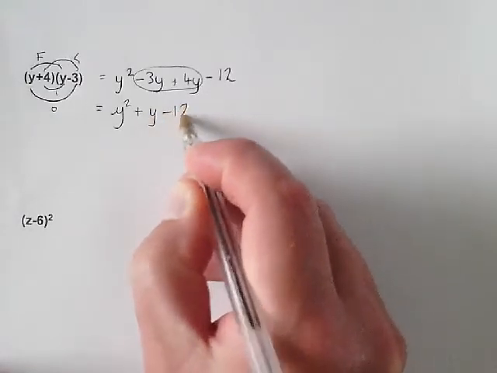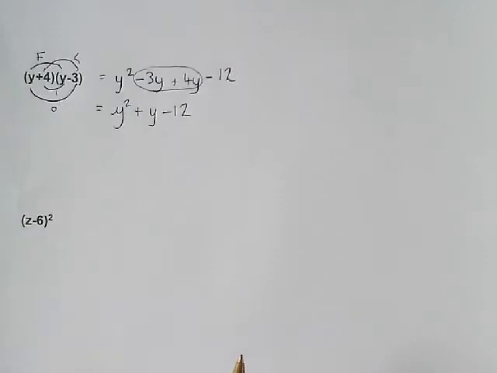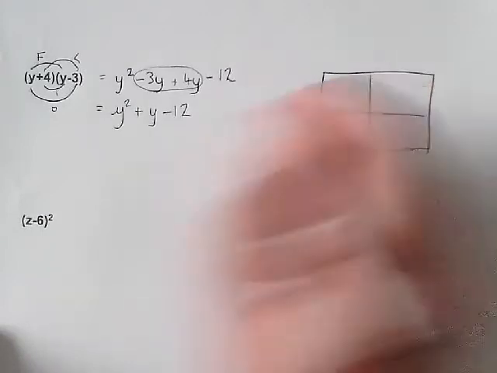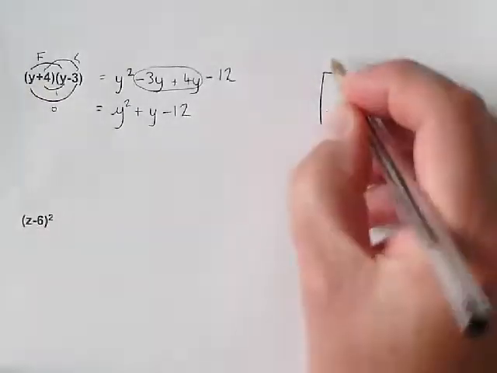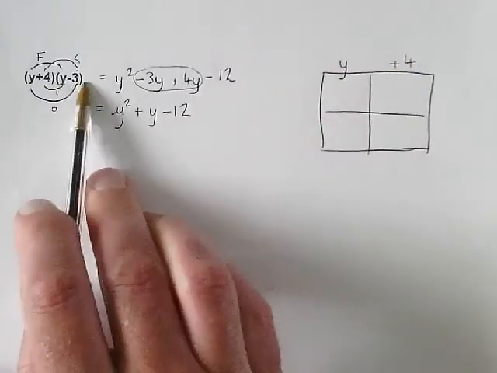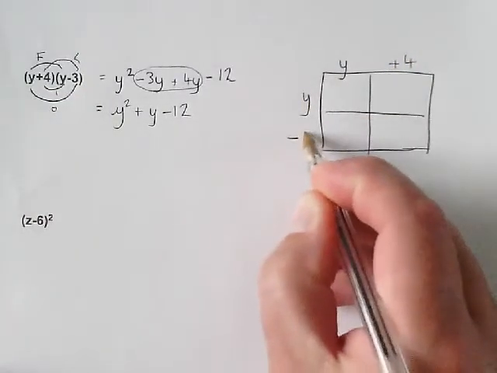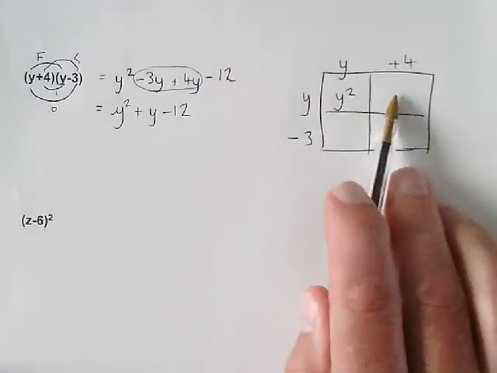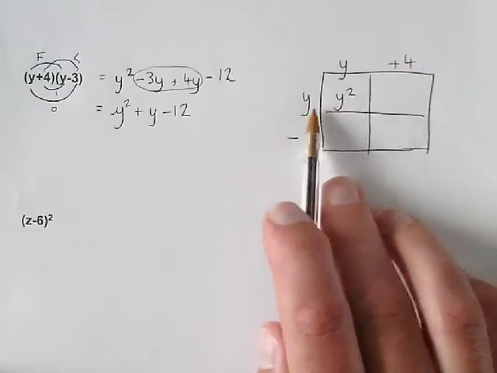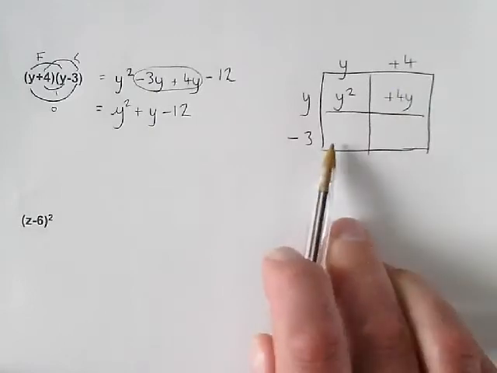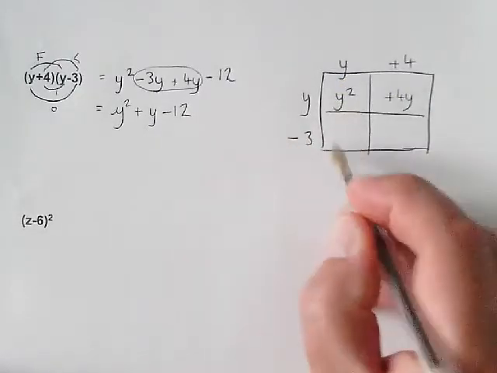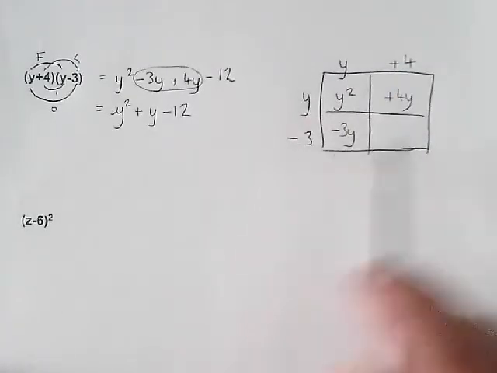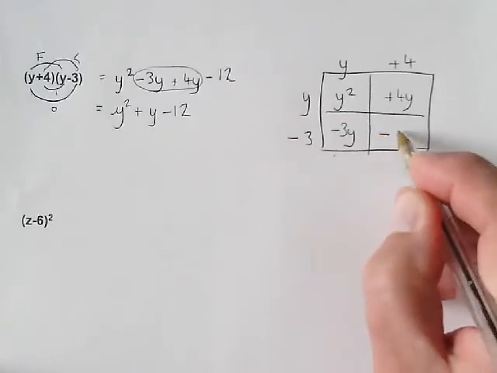Now if you put the plus 1 in, that's fine, you can also leave the 1 out and just put y. Grid method, same as with number 1. I'm going to write my first bracket along the top, so y plus 4. My second bracket down the side, y minus 3. So top left, y times y, y squared. Top right, plus 4 times y, plus 4y. Bottom left is minus 3 times y, so that gives us minus 3y. And bottom right is plus 4 times minus 3, and that gives us a minus because the signs are different, and 3 4s are 12.